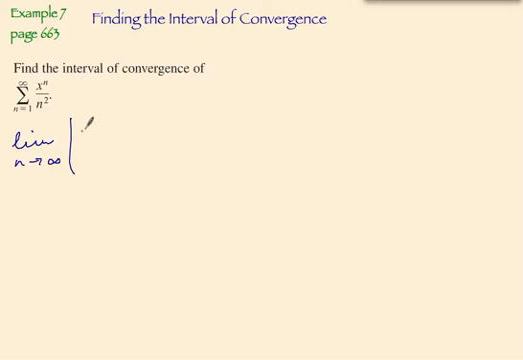Let's make this x to the n plus 1, but let's write it as x to the n times x to the 1 over n squared, and this is really just going to be n plus 1 quantity squared, times the reciprocal of this original term, which is n squared over x to the n. Okay, so I just saved myself a little work by doing that.